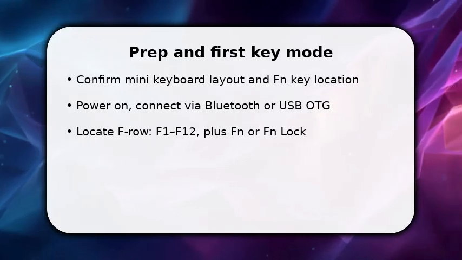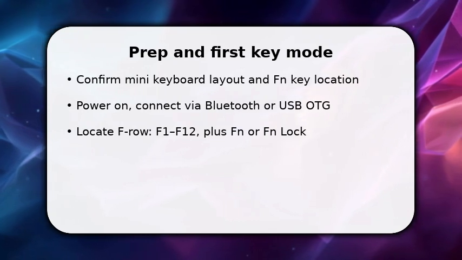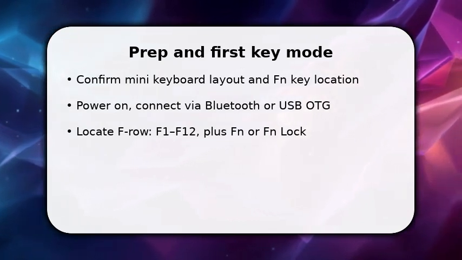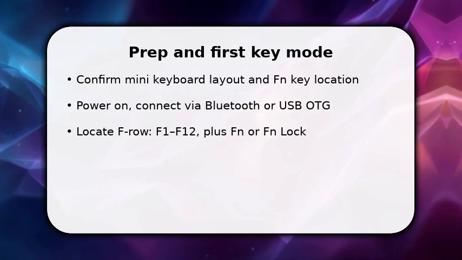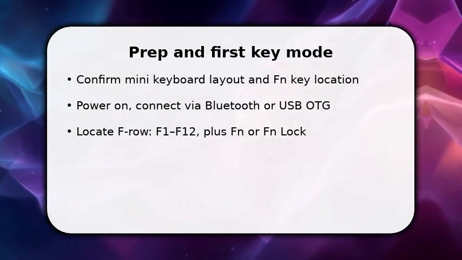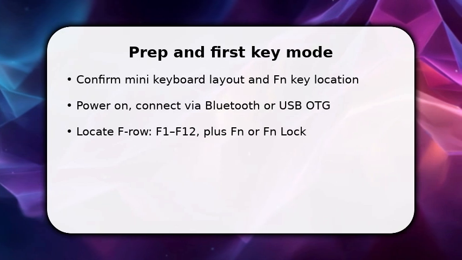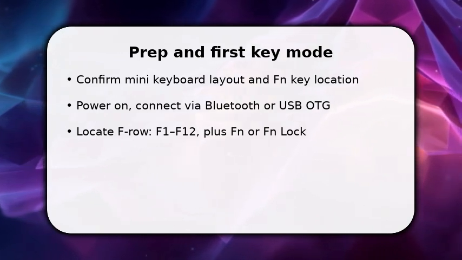You start by confirming the keyboard type and where the FN key sits. That matters because many layouts change shortcuts. Once connected via Bluetooth or USB, press FN with an F key to test basic functions. You are activating the alternate layer.